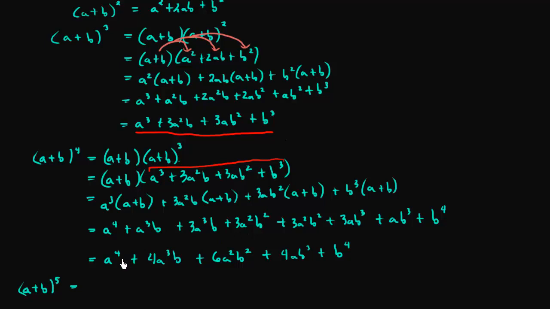When you combine like terms, you'll find that you get a to the power of 4 + 4a cubed b + 6a squared b squared + 4ab to the power of 3 + b to the power of 4. So let's see where that takes us.